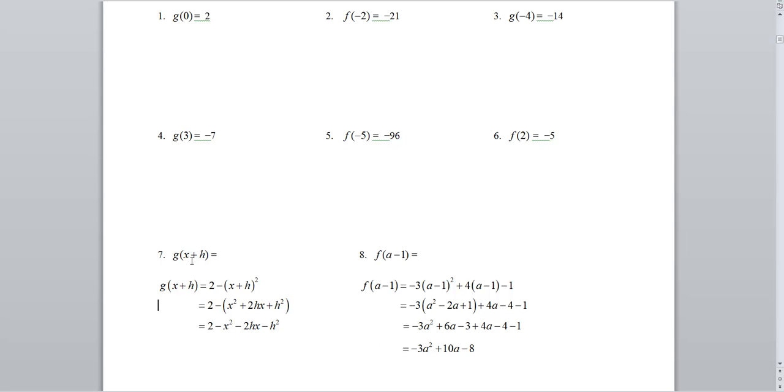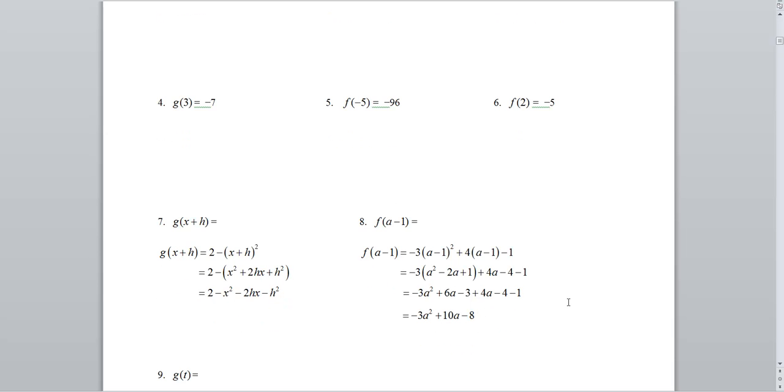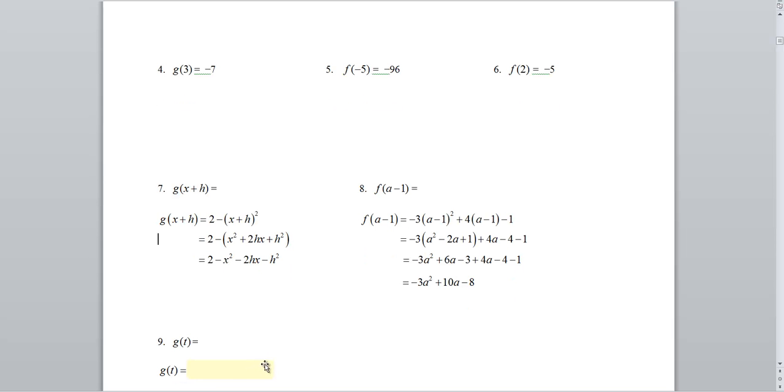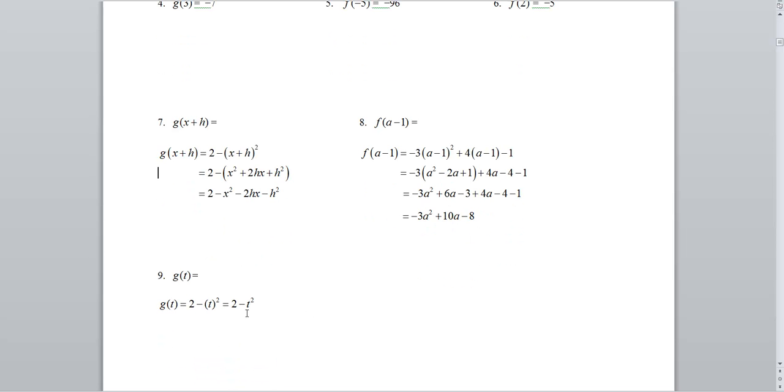Unfortunately, problems 7 and 8, I can't put that in the calculator. I only can put constants in. Let's see, g of t. Well, remember my g function was 2 minus x squared, so I'm going to put t in for x. And that's pretty much all I can do. There's my 2 minus t squared.